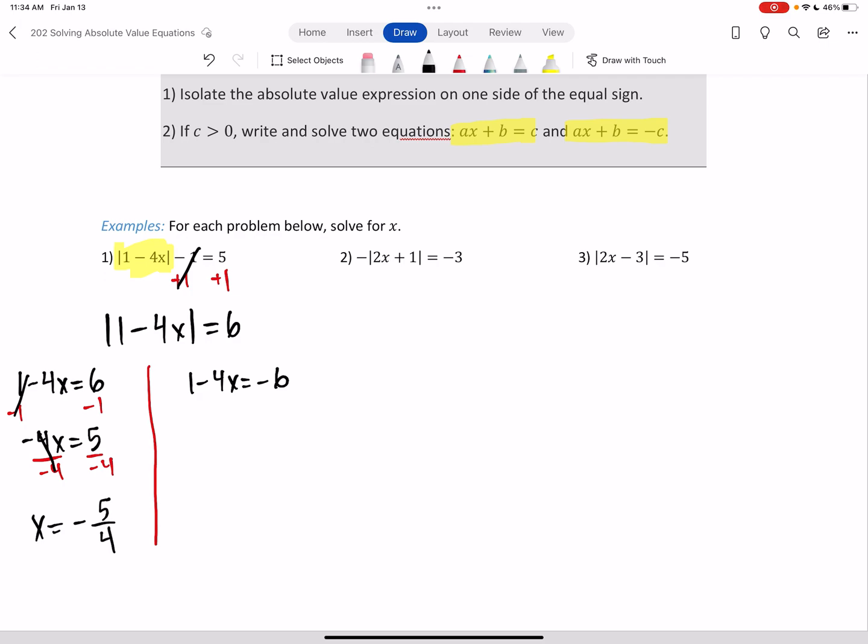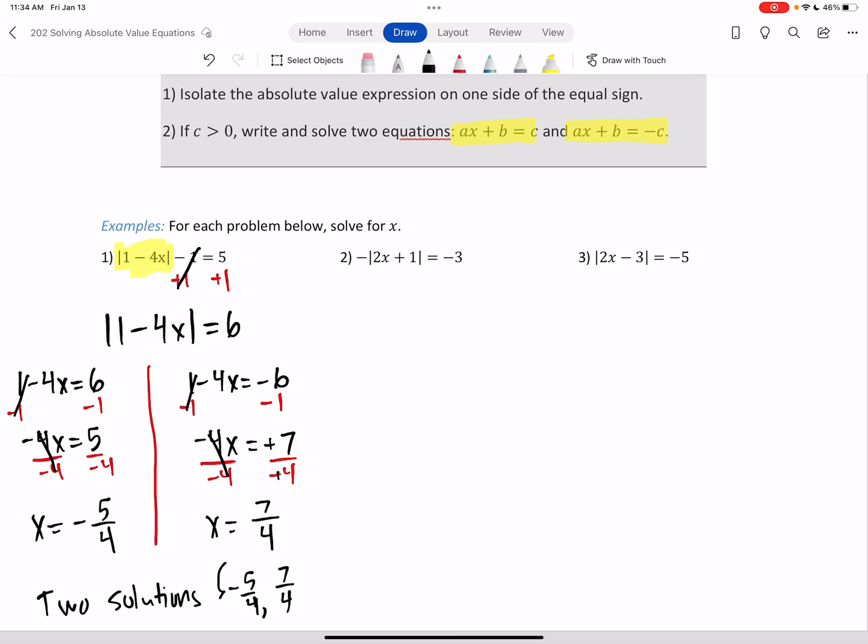I'm going to solve the second equation exactly the same way. Subtract 1 from both sides. Negative 4x equals negative 6 minus 1 makes negative 7. Divide by negative 4. x equals negative, makes positive 7/4. So my two solutions are negative 5/4 and 7/4. A lot of times they ask us to write the solution set and we put them inside those little curly braces.